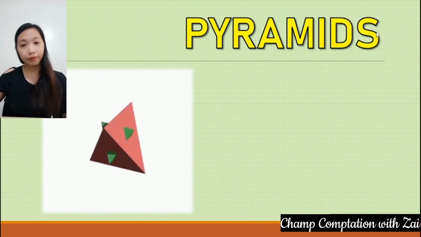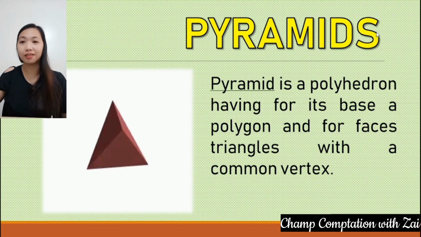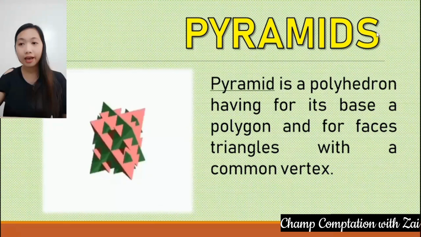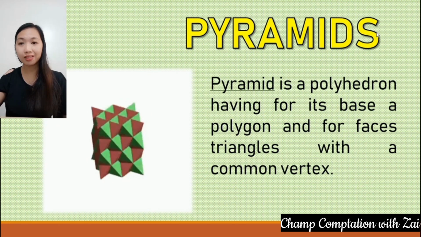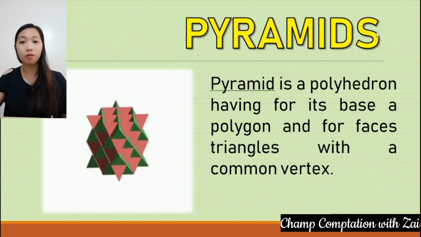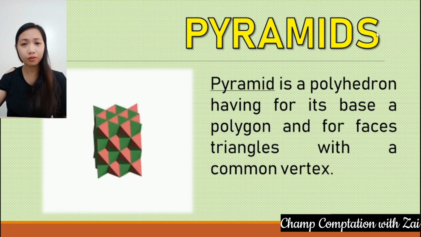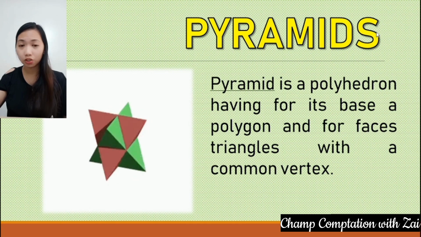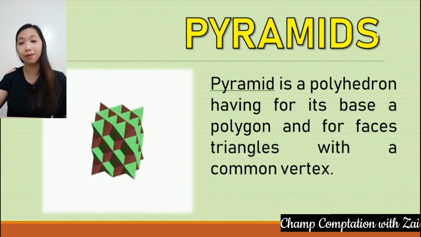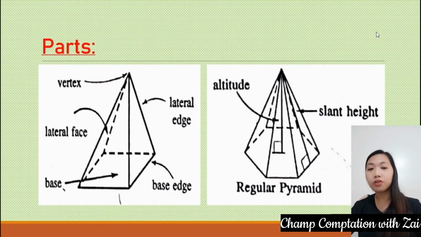Pyramid is very common for us. So we know that a pyramid is a polyhedron having for its base a polygon and for its faces triangles with a common vertex. Okay, do you know the pyramids of Egypt? Those are examples of pyramids.